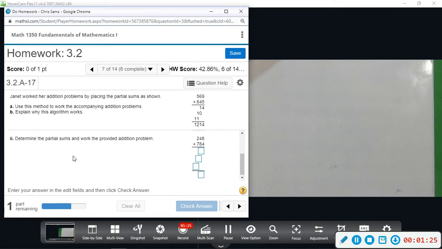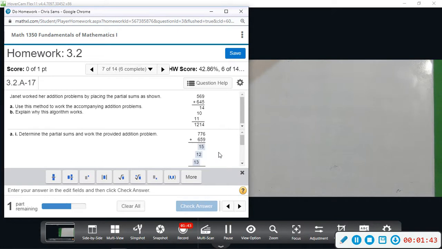Okay, now it says explain why this algorithm works. Determine the partial sums and work the provided problem. So we're going to do it again. We're going to add 8 and 4, we get 12.